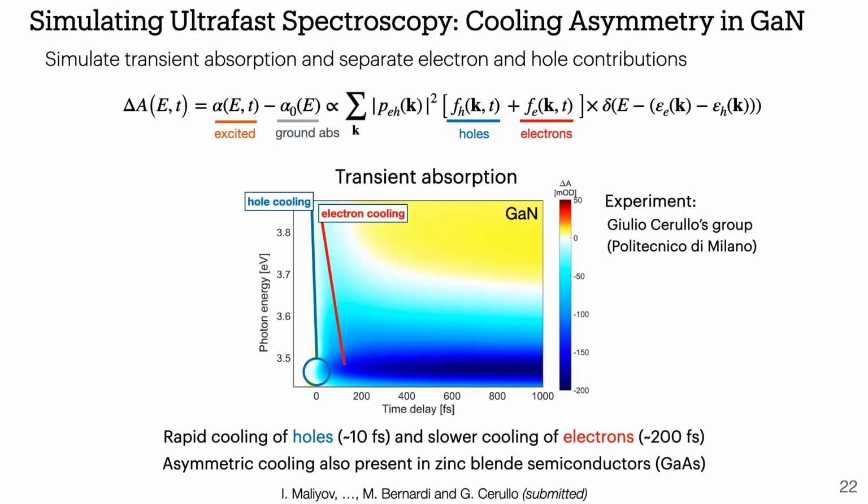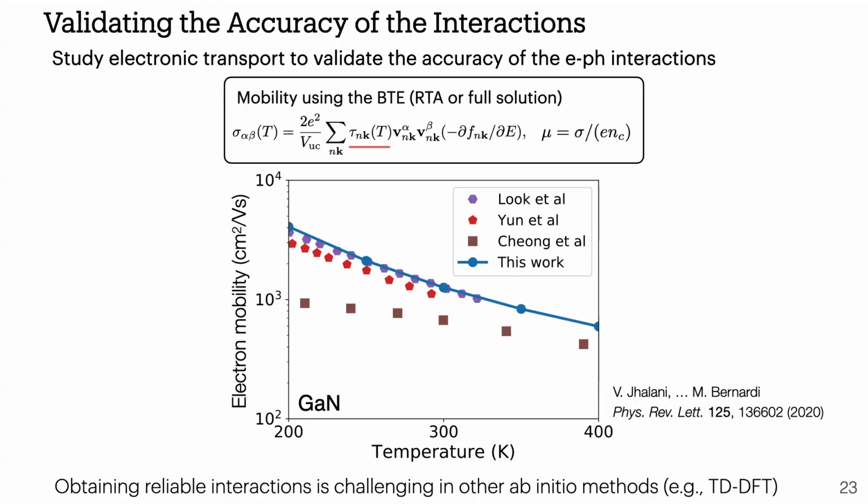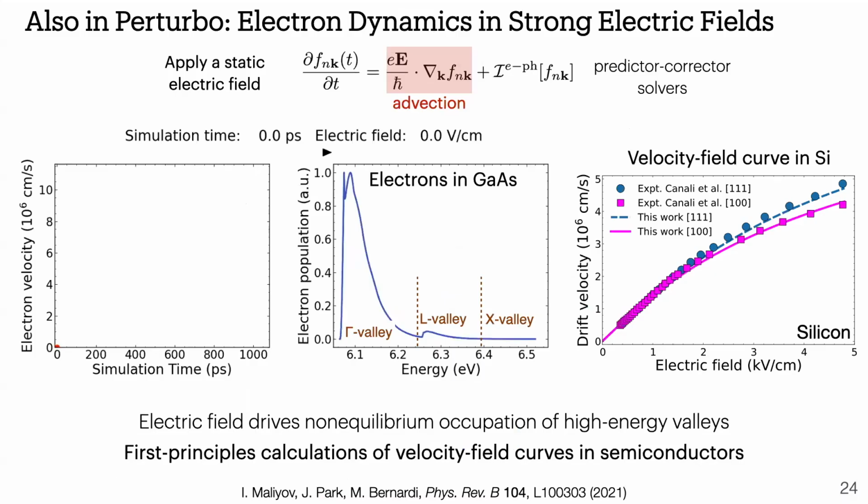In the interest of time, I will skip this one. So, maybe something I should say again is you can validate the accuracy of the interactions by using the same electron-phonon interactions that go into your non-equilibrium simulation to compute transport. And if the transport agrees with the experiment, then you're sure that you have a quantitative knob on this problem. You can also model non-equilibrium dynamics in strong electric fields.